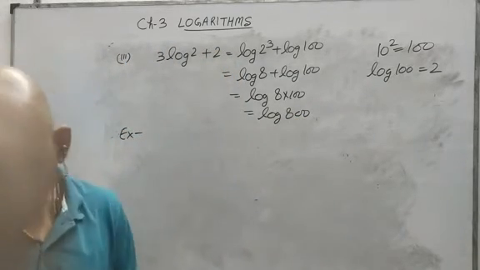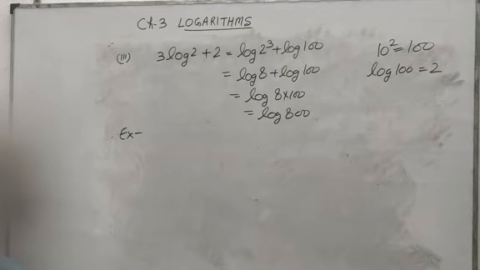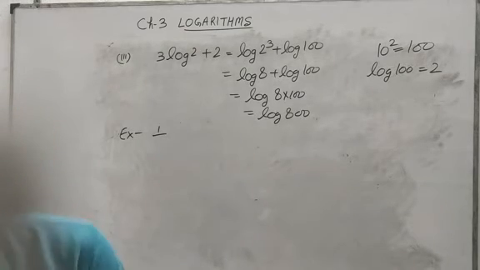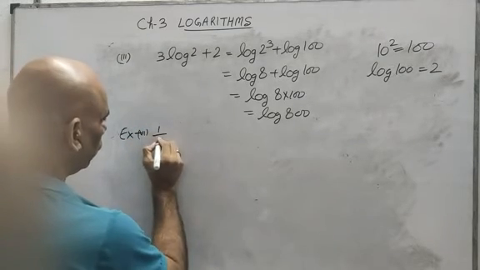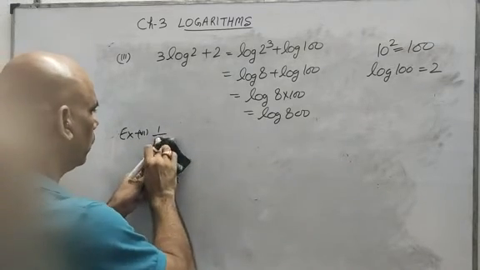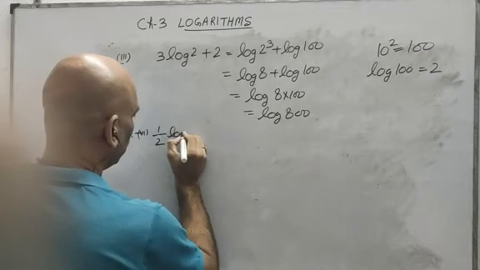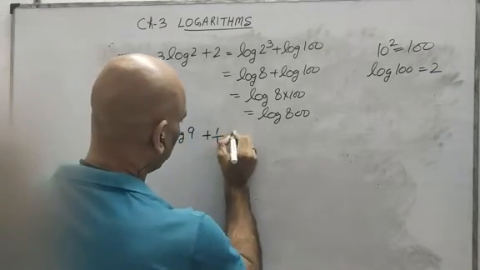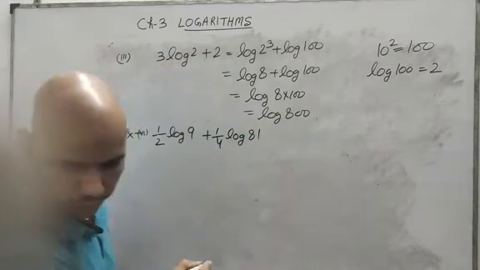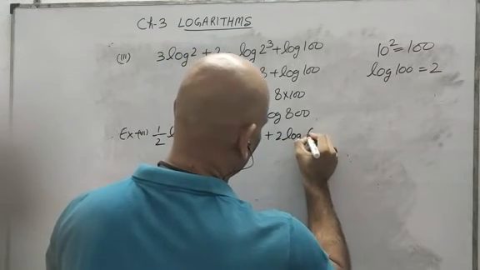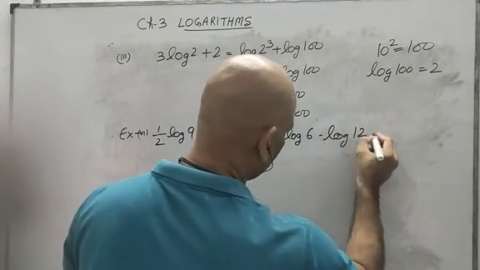Let me solve one more part. There are many questions like this. This is the last one for today. This is the sixth part: 1 by 2 log 9 plus 1 by 4 log 81 plus 2 log 6 minus log 12.